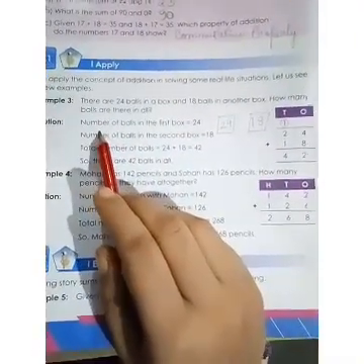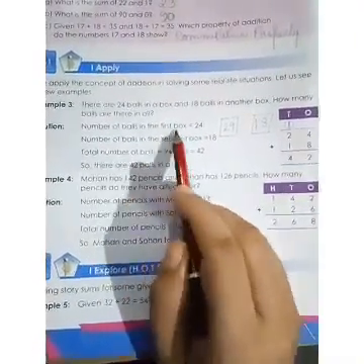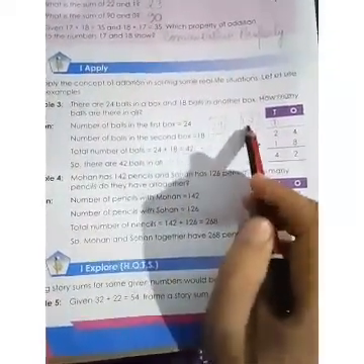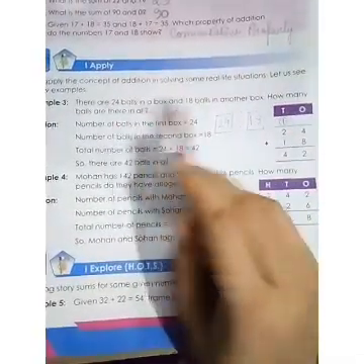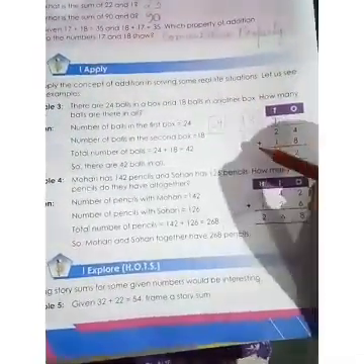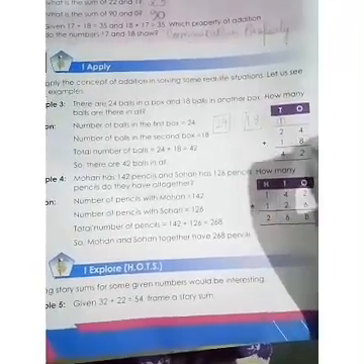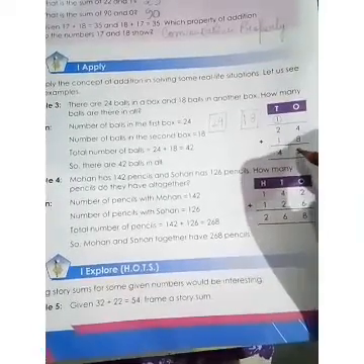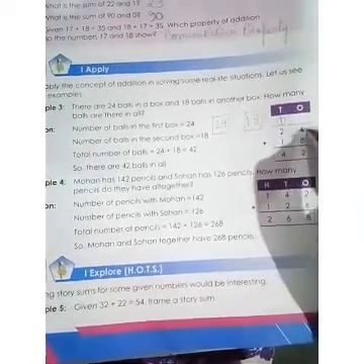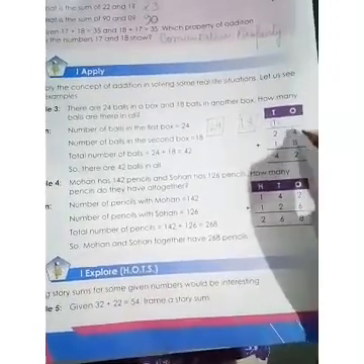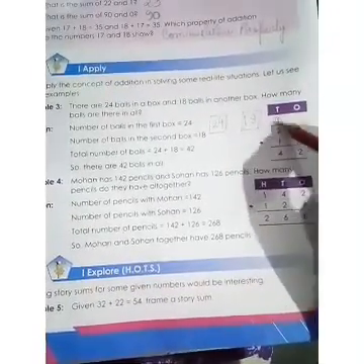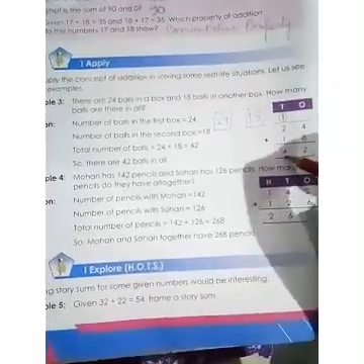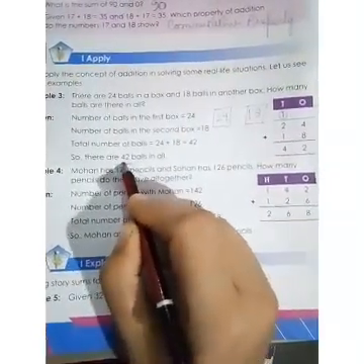Here the statement is given. Number of balls in the first box: 24. Number of balls in the second box: 18. We have to find the total, that means how many, so we have to do addition. The place values are made and we put the numbers accordingly. 4 plus 8, 12, 1 carry over, 2. 2 plus 1, 3, plus 1, 4. 42. So there are 42 balls.